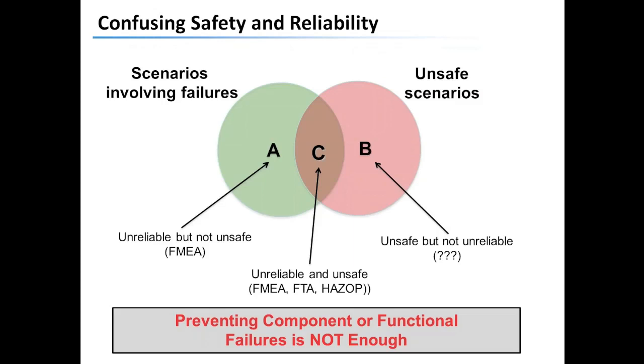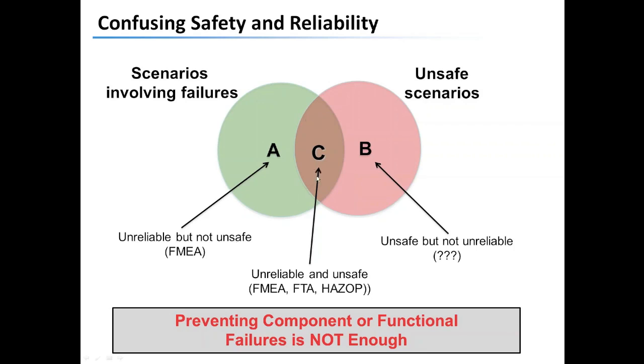The problem is that safety and reliability, while they were close enough in the old approach to be substituted for each other, are no longer the same. They're very different today. So if you look at the green circle, it shows the scenarios involving failures. The pink circle represents unsafe scenarios. Now in the non-overlapped green part in section A, what we have are systems that are maybe unreliable, but not unsafe. And FMEA handles those well.